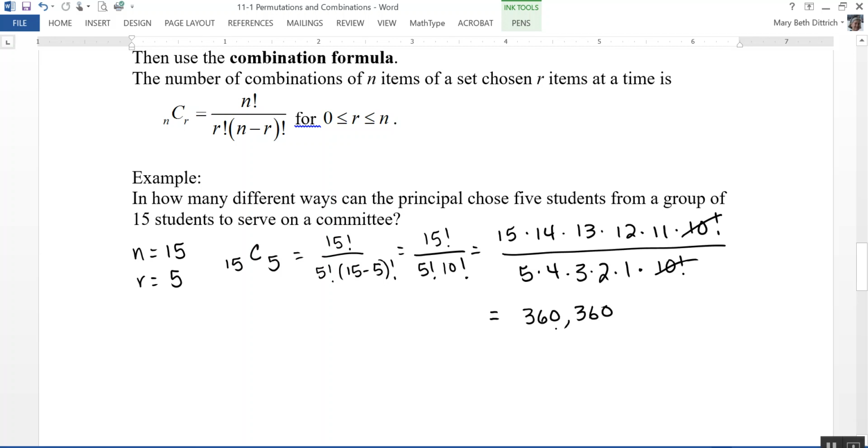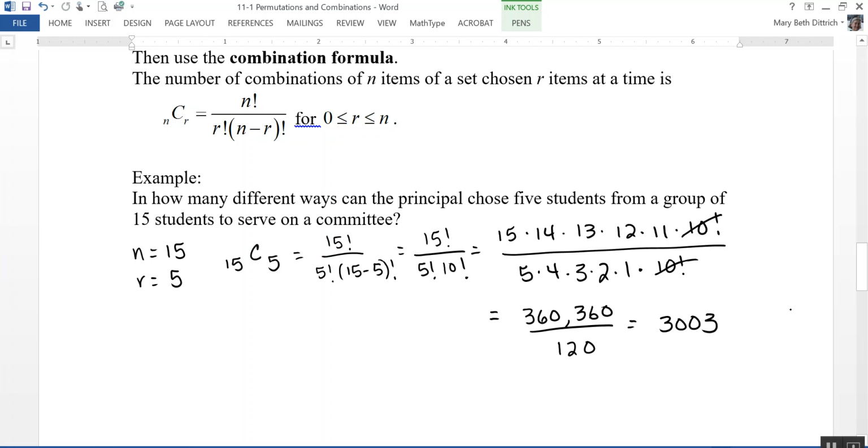360,360 divided by 120, which is 3,003 ways that the principal can choose 5 students to serve on a committee, choose 5 students out of 15 to serve on a committee.